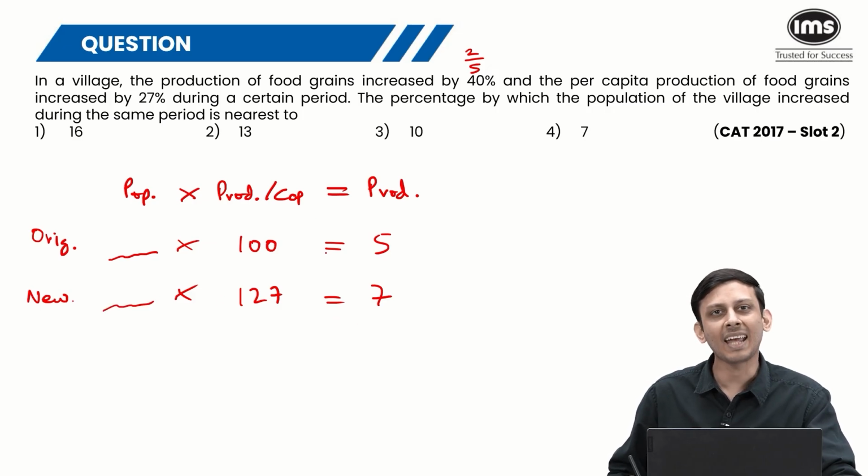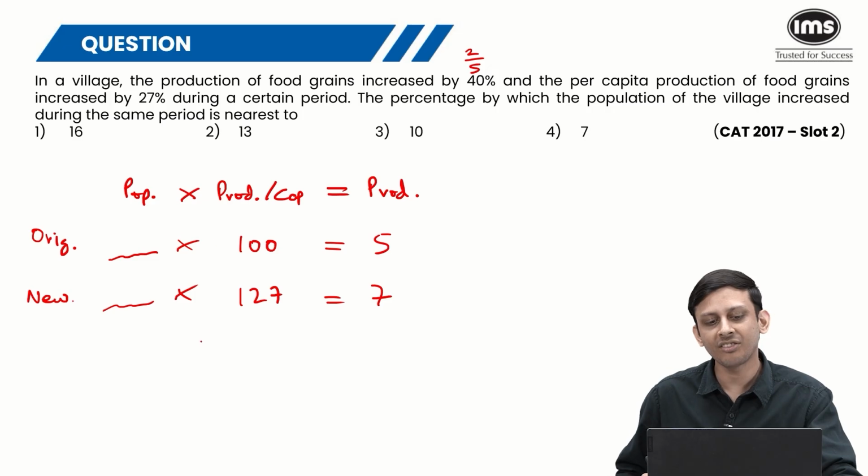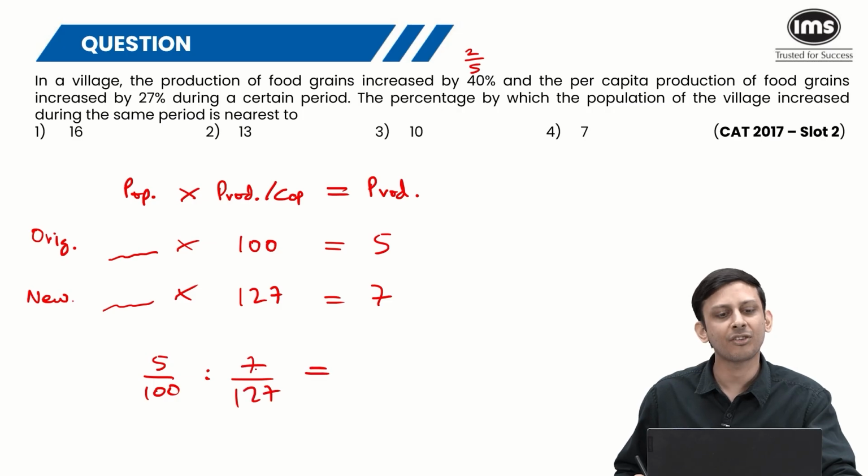Now people would start calculating these and then technically calculating the percentage increase. But we don't need to. Percentage increase is a form of comparison. So first let's just compare using ratios, simplify that, then we'll get the answer very quickly. So the original population is 5 by 100 and the new population is 7 by 127. So we compare these with a ratio. 5 by 100 will be 1 by 20.